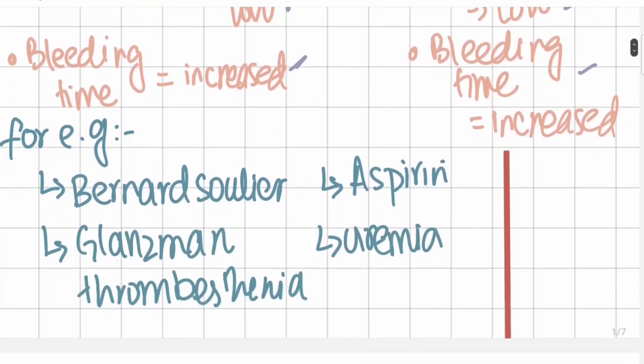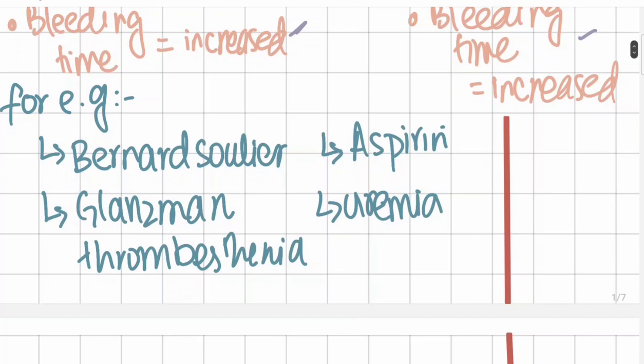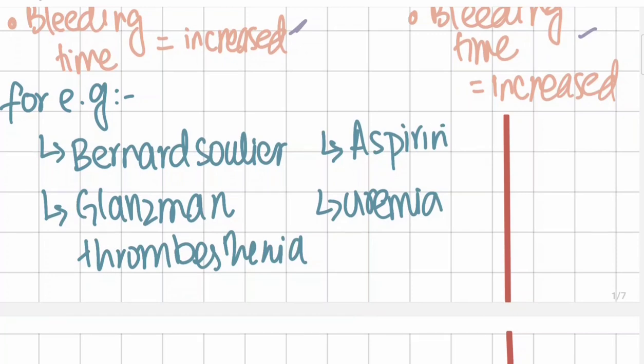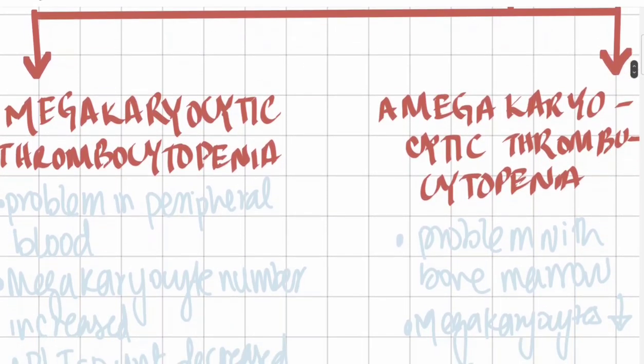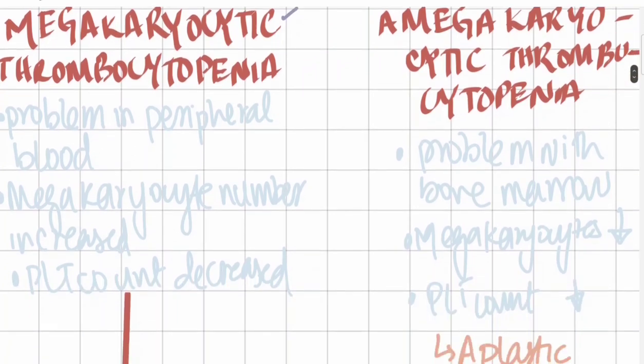Now, examples for qualitative, we have Bernard-Soulier, Glanzmann thrombasthenia, and aspirin and uremia. And for quantitative, we have further two divisions. We have megakaryocytic thrombocytopenia and amegakaryocytic thrombocytopenia. In megakaryocytic thrombocytopenia, there is going to be the problem in peripheral blood, while in amegakaryocytic thrombocytopenia, there is going to be the problem within the bone marrow.